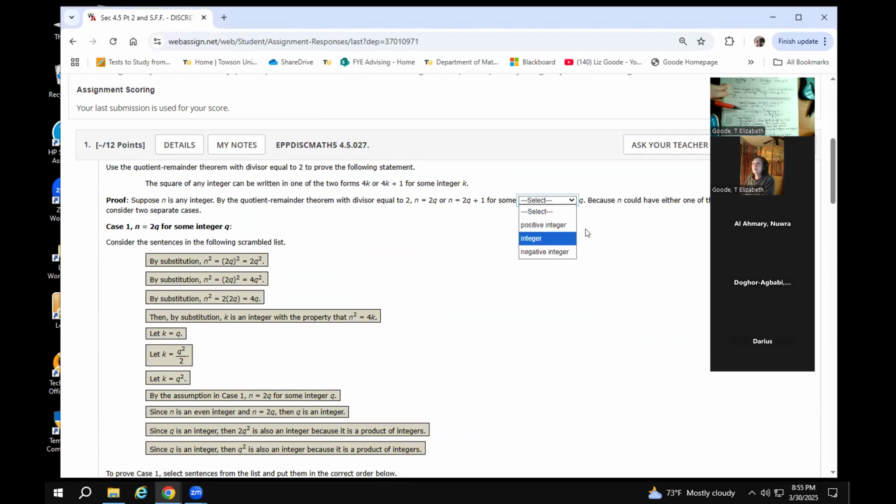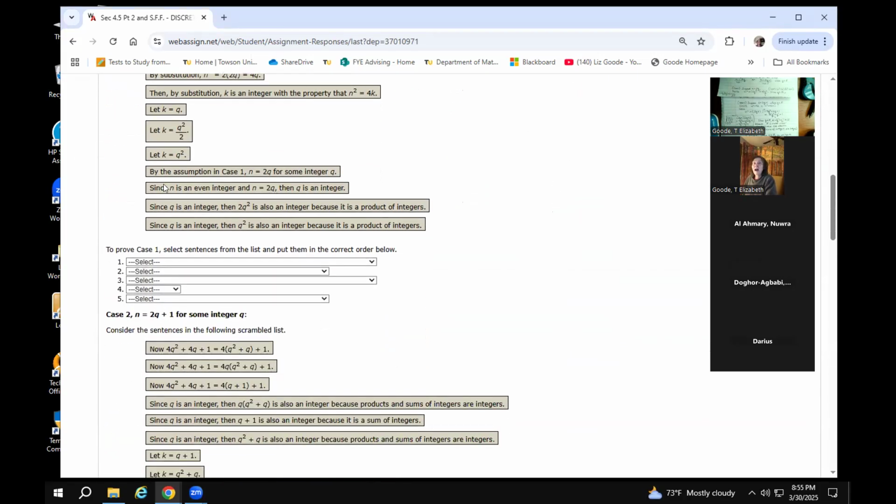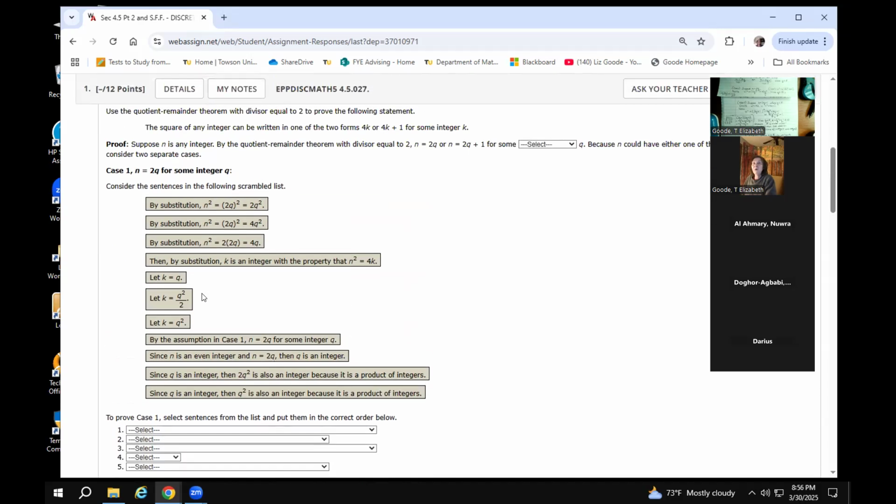Notice how they use d equals 2 and they set up two cases, for some integer q. So there are two cases, and here you just need to pick 5 of these statements in order. So the assumption that n equals 2q is already included in the proof. You don't have to write that. So if you were looking at our proof, the suppose n equals 2q, well, they've already given us this part where q is an integer.